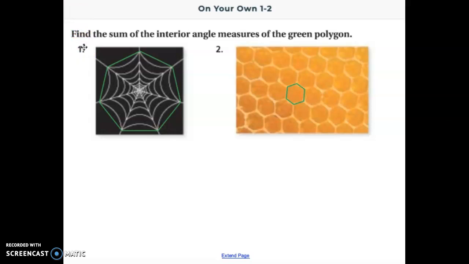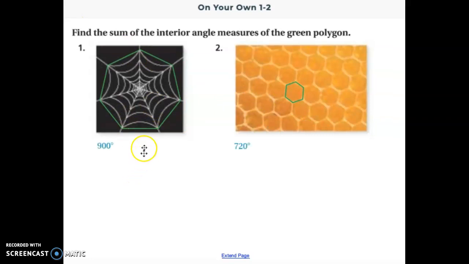So find the sum of the interior angles measure of the green polygon. You might be saying, well, wait a minute, those aren't even polygons. Yes, they are. These are straight lines up here, and these are straight lines. And this, by the way, is a honeycomb, and that's where we get that hexagon from. So go ahead, pause the video again, and do these two problems.